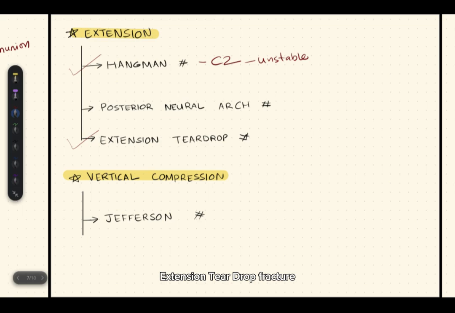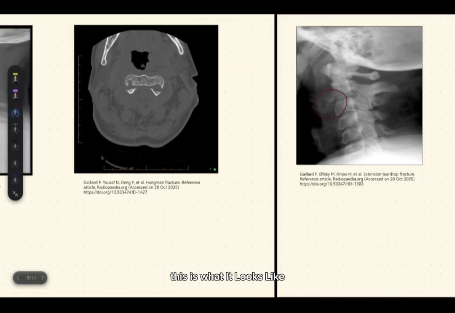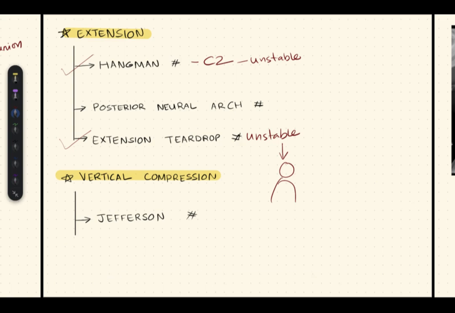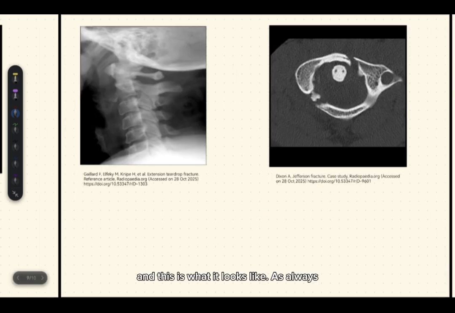Extension teardrop fracture, also like flexion teardrop fracture, is a very unstable fracture, particularly in extension. This is what it looks like. Jefferson fracture occurs due to vertical compression. Basically, when the force gets transmitted down the head, neck, and spine. So, for example, falling from a height and landing on feet or landing directly on the head. Jefferson fracture is a fracture of C1, very, very unstable as well. And this is what it looks like.